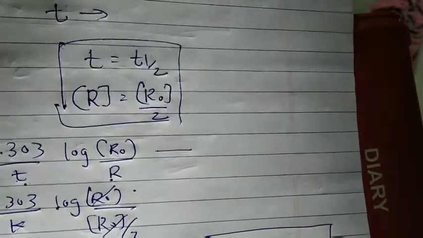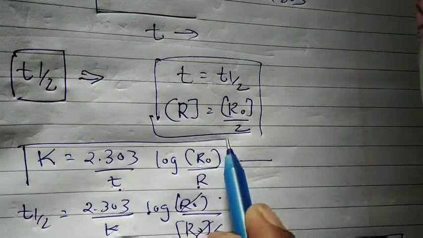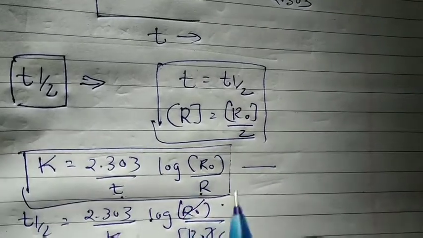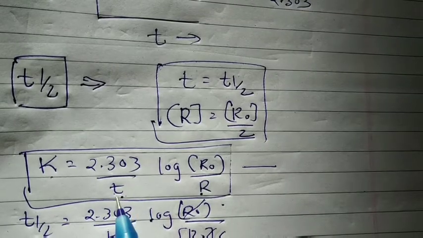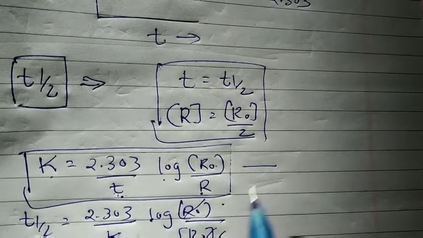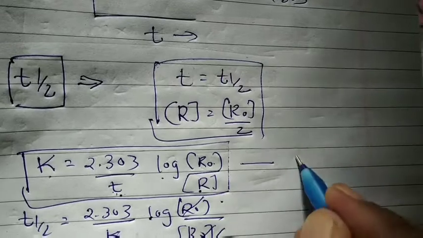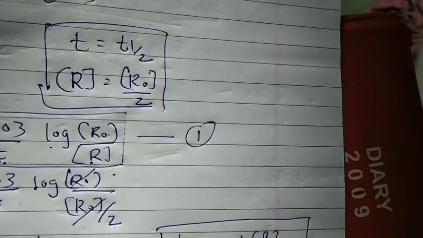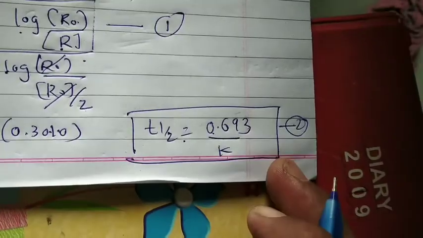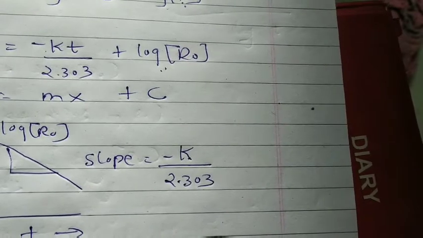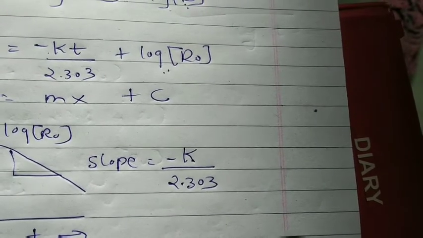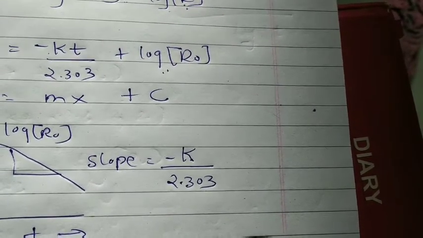Integrated rate law. So this is the main equation for a first order reaction. Remember this: k is equal to 2.303 by t log r0 by r. This is the first equation that we derived, and second is t half. A few sums related to this first order reaction are given in the book. Try to solve those exercise sums, as they come mostly in the exam.